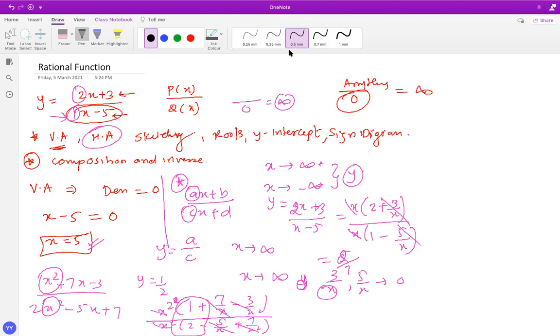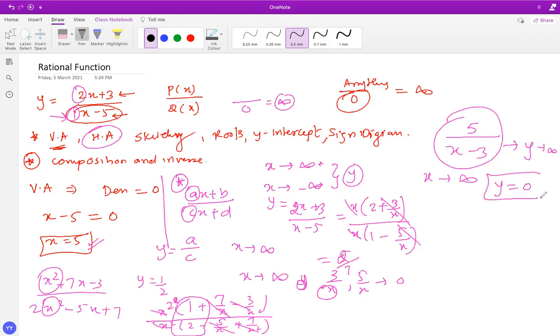So that's how you find out the horizontal asymptote. Now, as far as the other rule is concerned, if your degree of numerator is lower than degree of denominator, what I mean to say is, if I've got something like 5 over x minus 3, you can notice that when x tends to infinity, this entire expression tends to 0. So that's where you get y equals 0 as the horizontal asymptote.